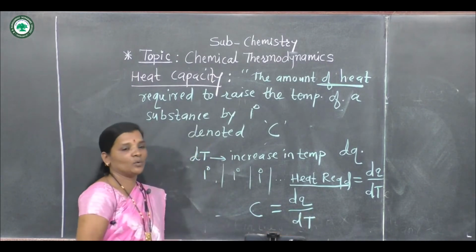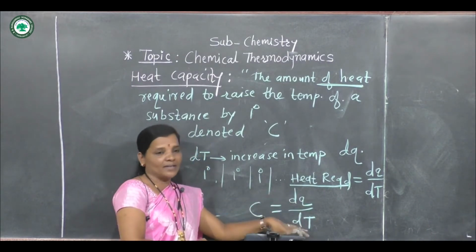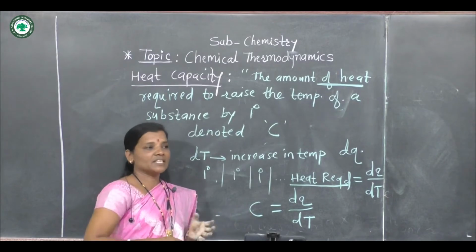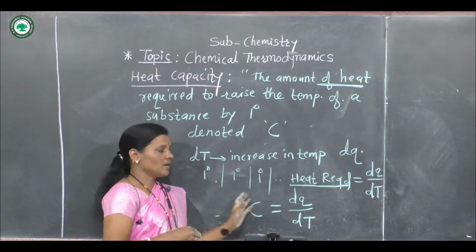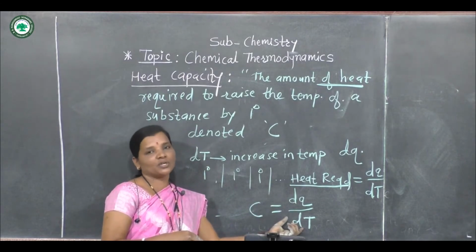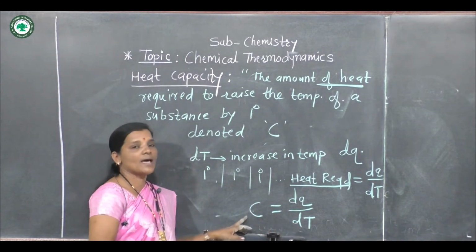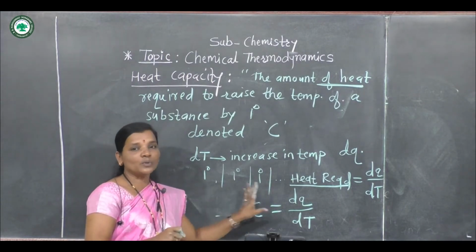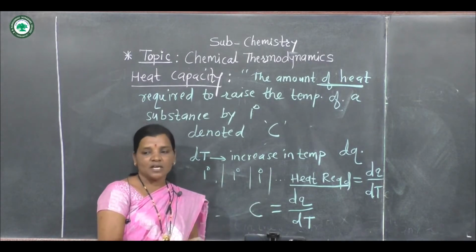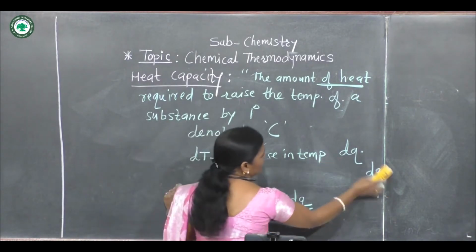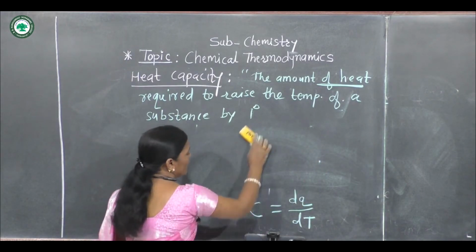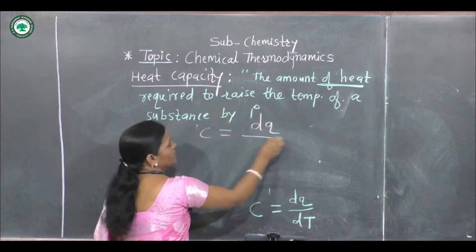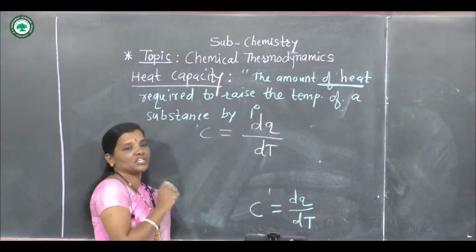What is dQ? That is the heat required. What is dT? That is the increase or rise in temperature. What is C? That is nothing but the heat capacity of the system. So the heat required to raise the temperature of that system by 1 degree Celsius is called heat capacity. Now we have to do calculation for this heat capacity, so we will consider this equation, C is equal to dQ upon dT, according to the definition of heat capacity.